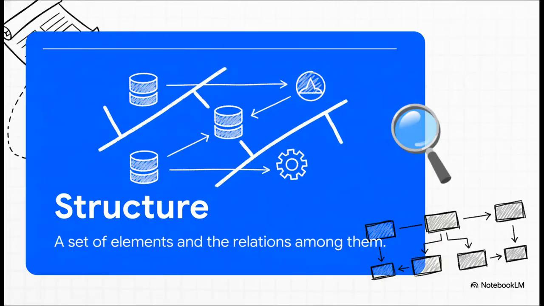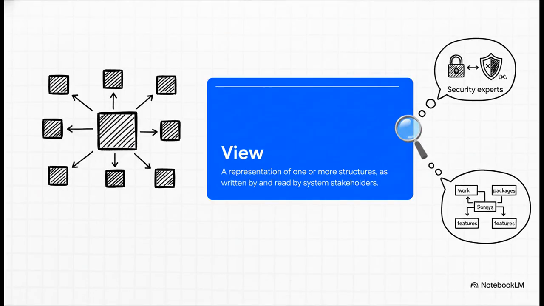So if the architecture is the whole collection of blueprints, a structure is just one of them. For instance, a diagram showing your microservices and how they're connected by API calls, that's a structure. It's a map of specific elements and how they relate to each other, which helps you analyze one specific part of the system. And finally, a view.